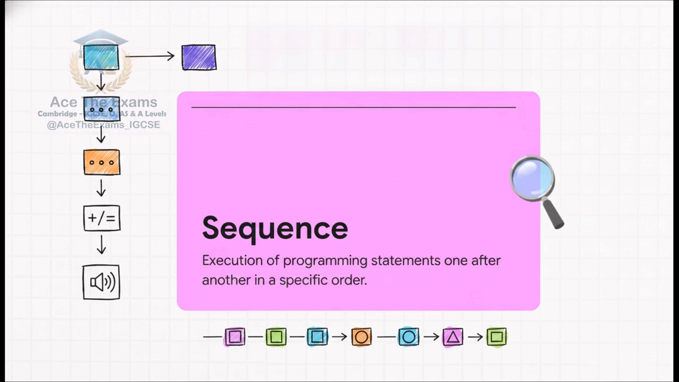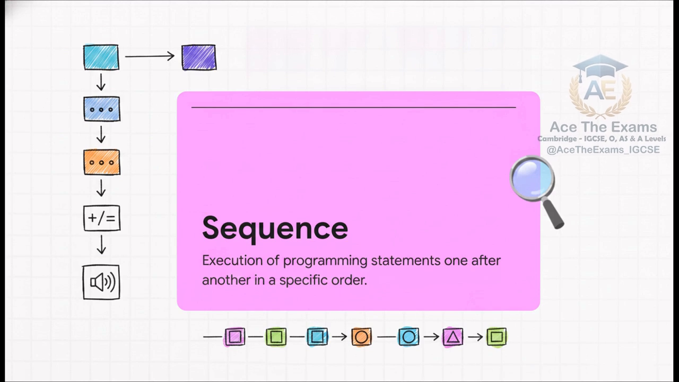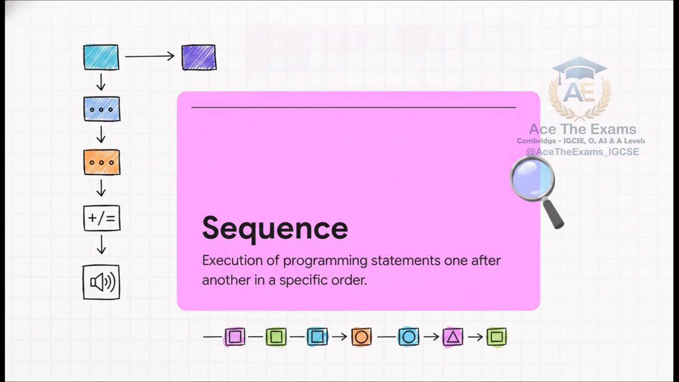If you tell a program to input 3 numbers, calculate the total, and then print the result, it must happen exactly in that order. You literally can't ask it to print the total before the numbers have even been inputted. It sounds obvious, but getting your sequence out of order is a super common trap.